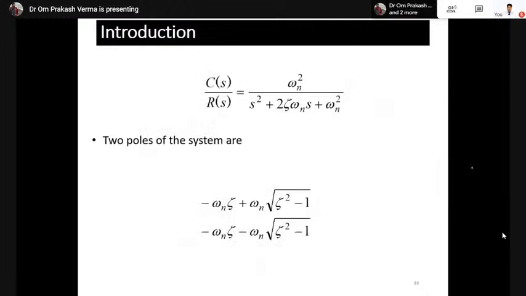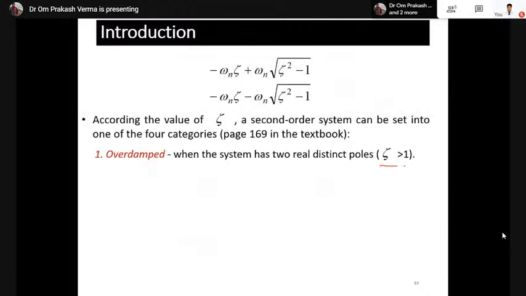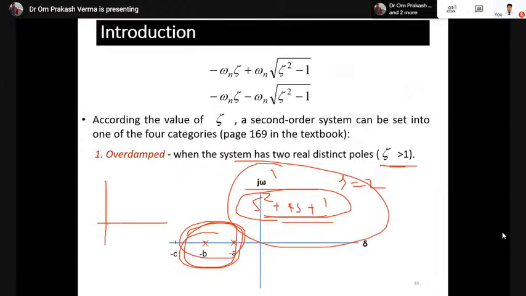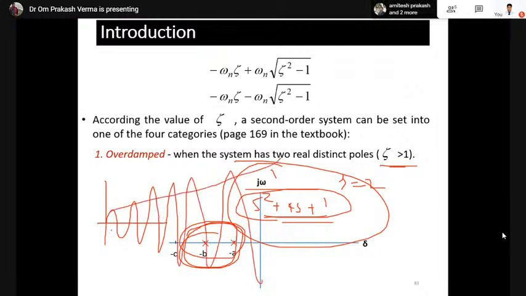That is the overdamped case. So when zeta is greater than 1, suppose we have taken zeta equals 2, and we solve 1 upon s square plus 4s plus 1. After solving, you get the two poles. You can solve the Laplace inverse of this one. So you get such type of poles, minus b and minus a, and the response is an overdamped type of system, increasing in nature.